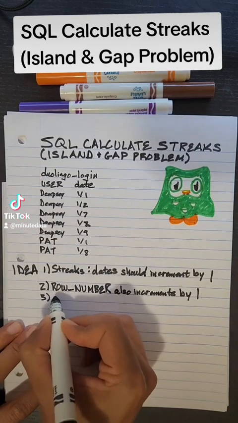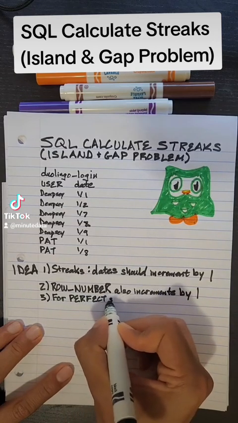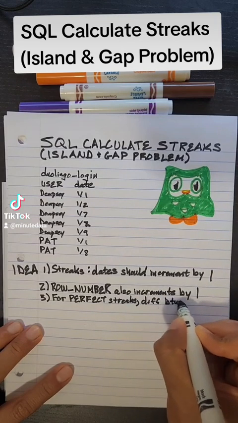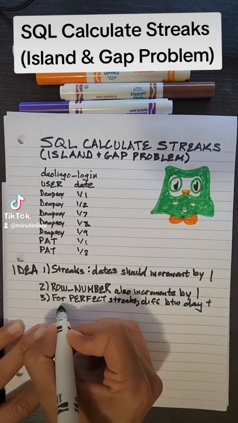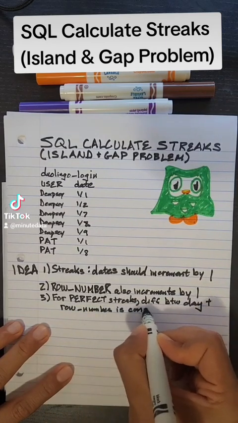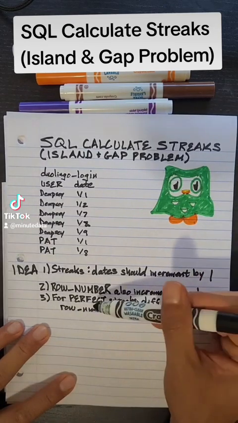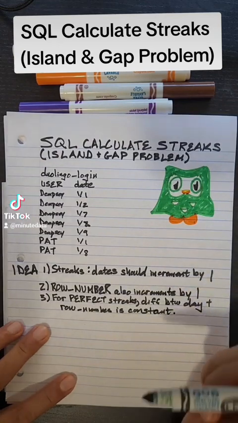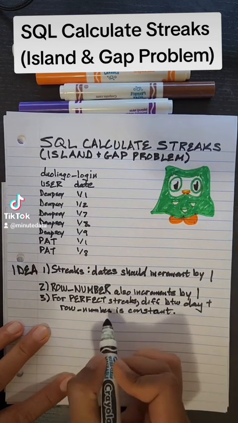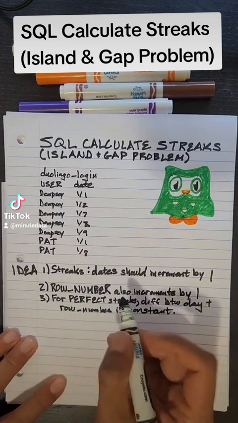Third idea, for perfect streaks, the difference between day and row number is constant. So again, row number always increments by 1. With perfect streaks, you're logging in every single day, so you're going to have the first, the second, the third, the fourth. That should also increment by 1. So the difference between the row number and the date should be constant throughout. Again, this is for perfect streaks.